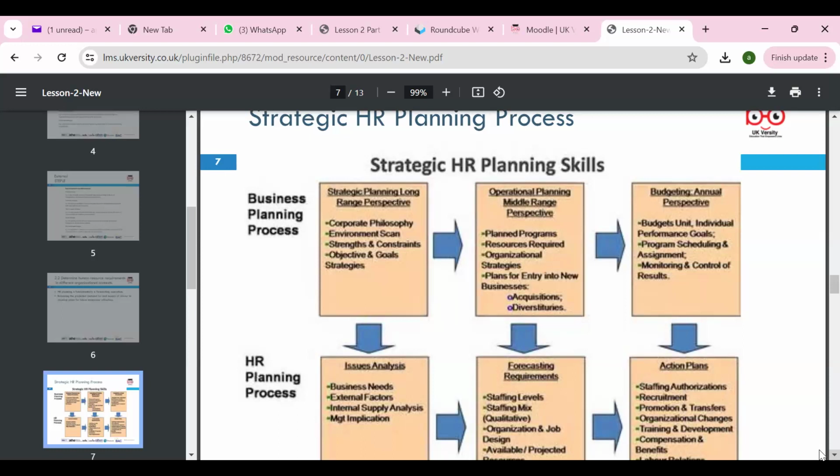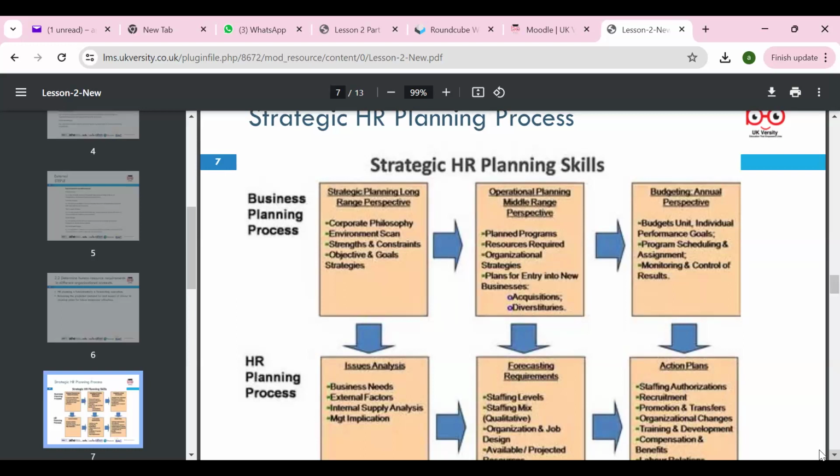Operational planning covers the plan, programs, resources required, organization strategies, and plans for entry into new businesses. We can look at acquisition and development, and diversification. Budgeting is very, very important. A budget is a financial plan: where we are, where we want to spend, how much we want to spend. That's also quite crucial.